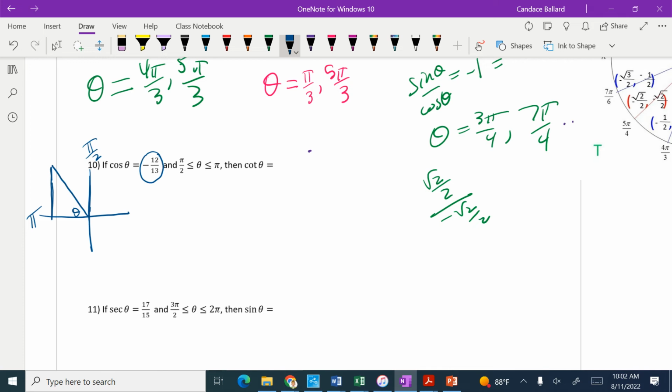What over what? Adjacent over hypotenuse. So my adjacent leg is 12. My hypotenuse is 13. We have a problem. Which one is supposed to be negative? Adjacent, right? The 12, because look, it went in the negative direction to be in that quadrant. The other hint is your hypotenuse will never be negative. It's been a really long time since we've done one of these, right?